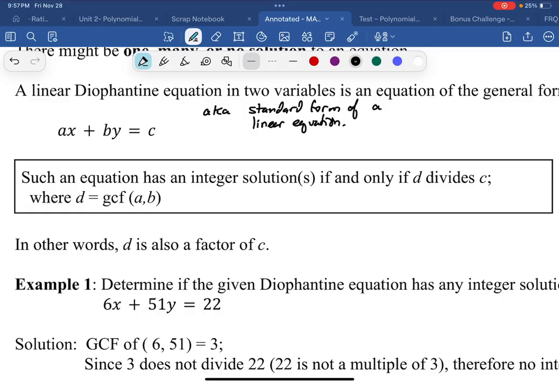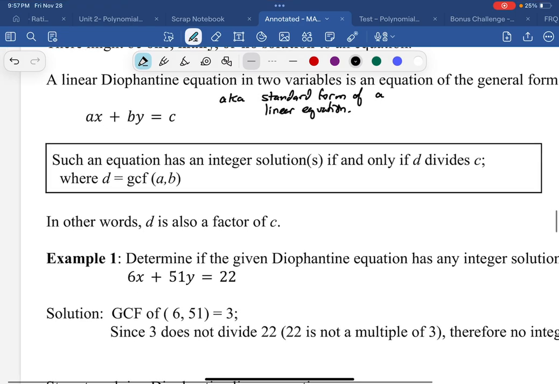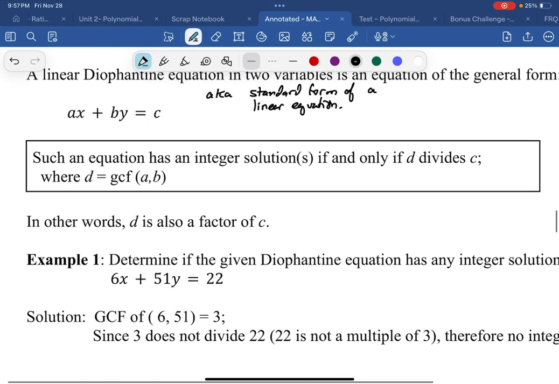And when we say D divides C, that's just kind of a weird, archaic way of saying it. A wordier version, which you may find to be better, is that C is divisible by the GCF of A and B.